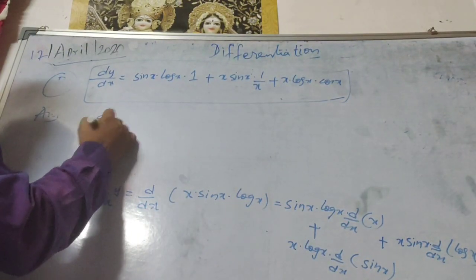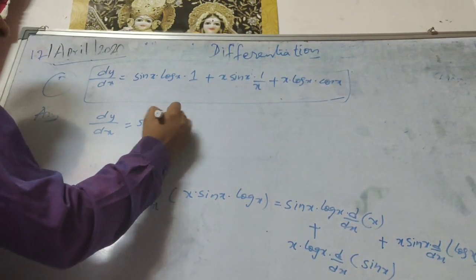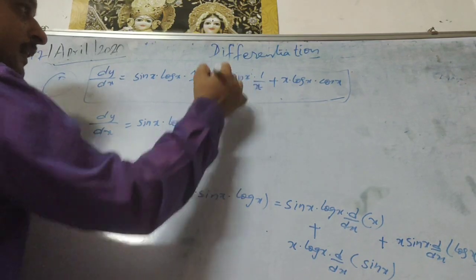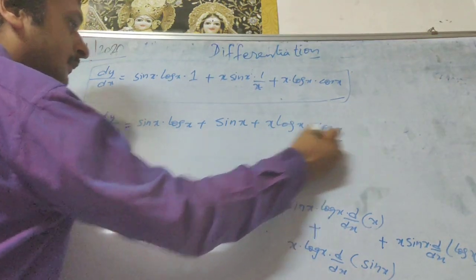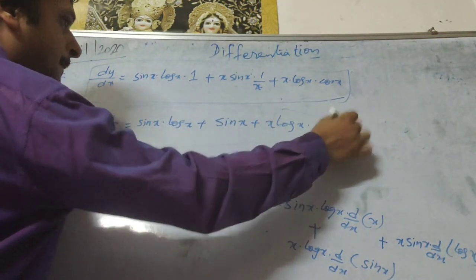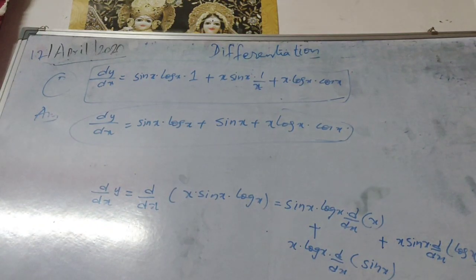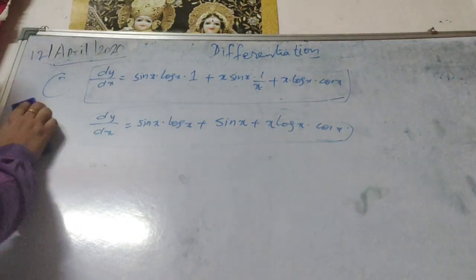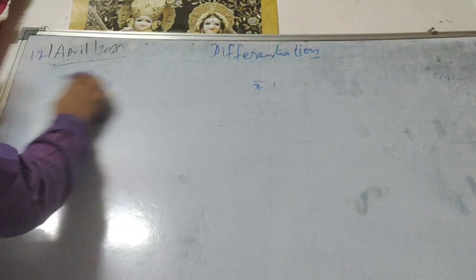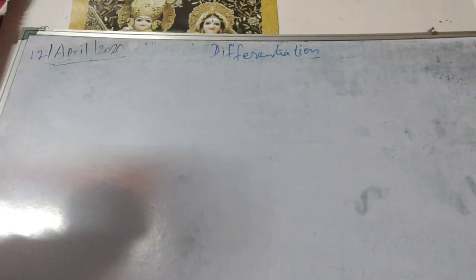Yeah, you can also simplify here as dy by dx will be equal to sin x into log x plus x and x cancel, sin x plus x log x into cos x. Make a note of it, friends. Okay. We'll move on with the next problem.